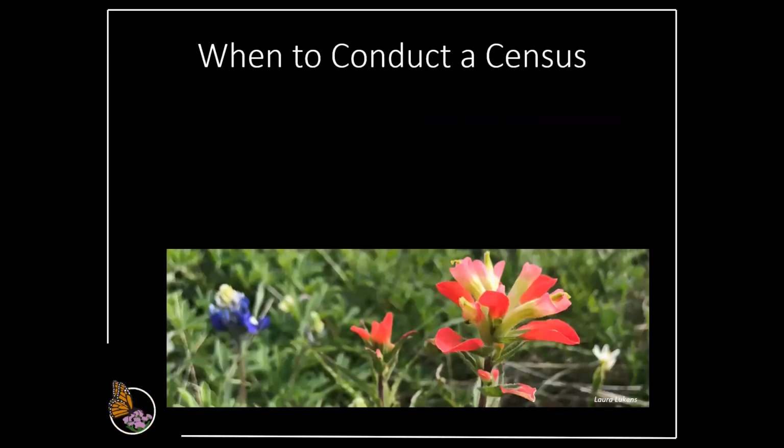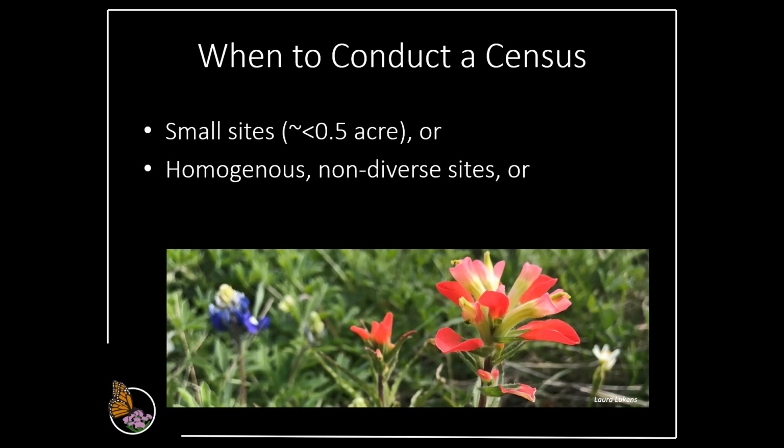The census survey is different from the standard Activity 1 protocol. It's designed for sites that are either too small to place transects in a meaningful way, typically a half acre or smaller, or sites that are homogeneous with very few blooming plants, such as a brome field or agricultural field before it's restored. It can also be used on any size site where you're interested in a very quick survey of blooming plant species present.